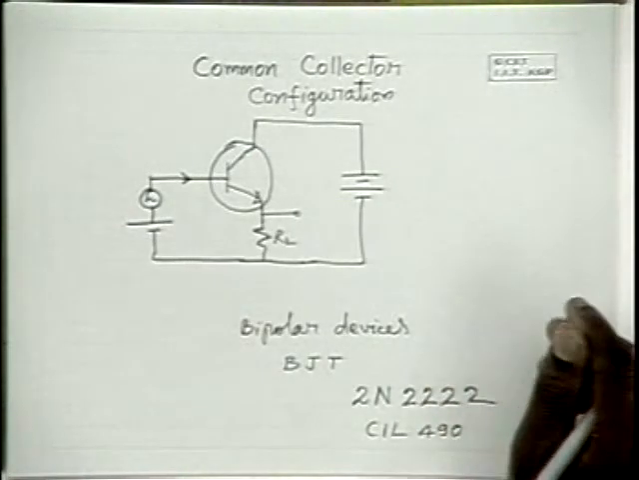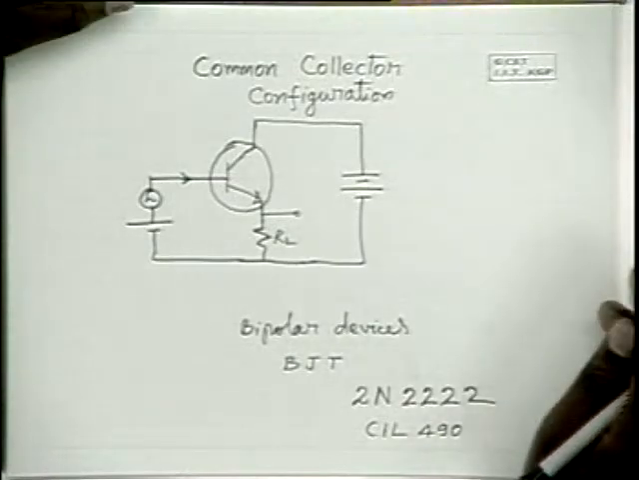There are power transistors which work up to hundreds of volts and 1 or 2 amperes or even more. And most of the transistors, small signal transistors, work in the milliamperes and tens of volts range. So let me briefly discuss it.